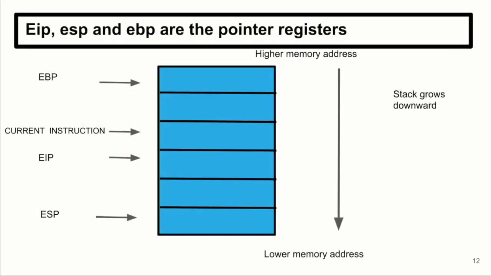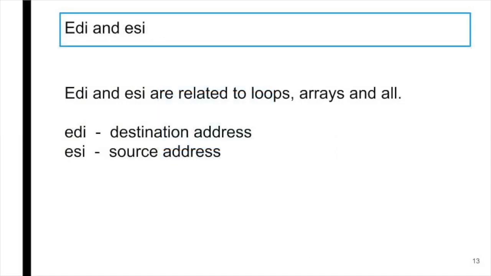Next is EIP, ESP and EBP. We can relate to the stack and understand it better. These are the pointer registers. EIP stores the address of the next instruction. ESP is the stack pointer, always points to the top of the stack. EBP is the reference pointing to the base of the stack. As you can see, the stack grows downward, so as per definition, ESP is at the top and EBP is at the base.